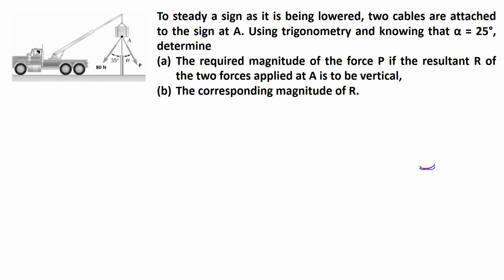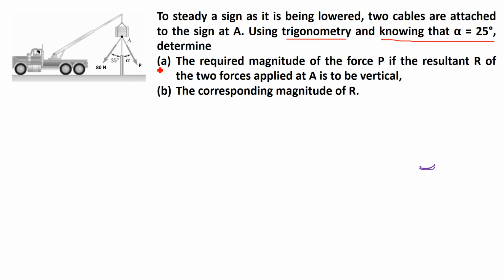In this video we will solve one problem on resultant of force system using law of parallelogram, which is also called as using trigonometry. So the statement of problem is, if you look at the figure, to study a sign as it is being lowered, two cables, this is cable 1, 80 Newton, and cable 2 is P Newton, which is not known to us. Two cables are attached to the sign at A point, this one. Using trigonometry and knowing that alpha equal to 25 degree, this angle alpha, it is given to you 25 degree.